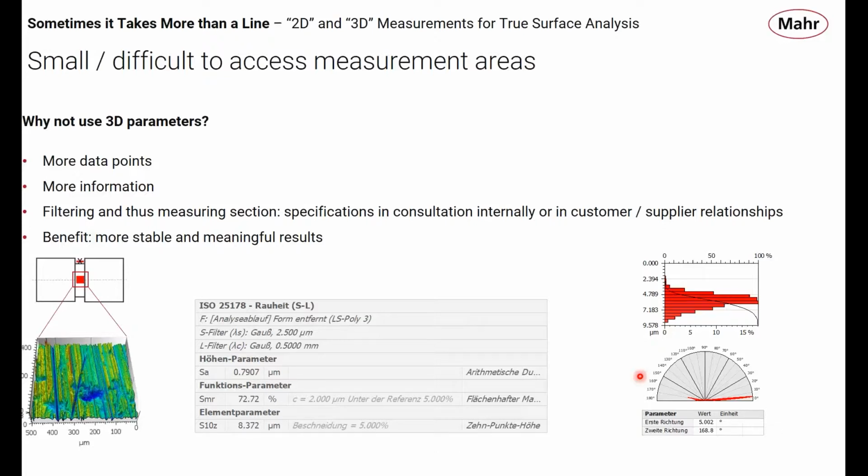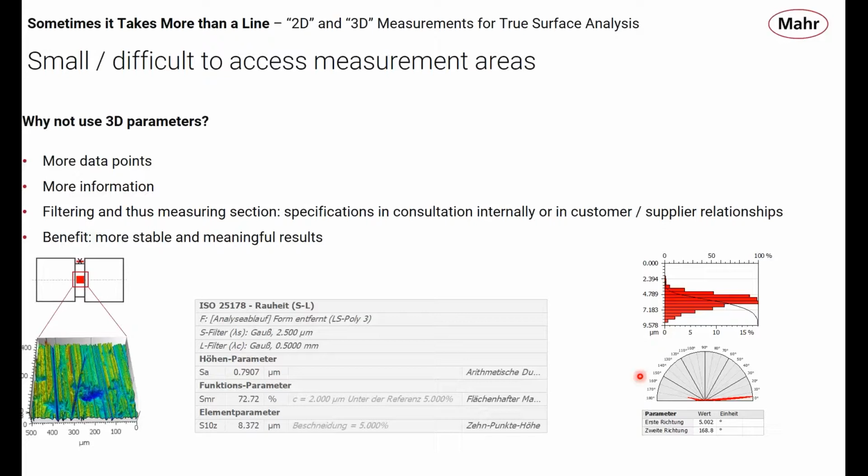If your customer is calling out RA on this drawing where you can't do RA, you're going to have a discussion with the customer about that anyway. You're going to have that discussion. Look, you really can't have that on the drawing, or how do you expect us to do this? You have to have that discussion anyway. You might as well have the discussion of, look, instead of using ISO 4287, let's use ISO 25178 and SA. It's going to give us a better explanation of what's going on on this tiny little surface.